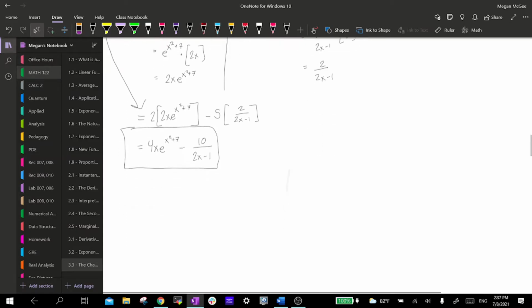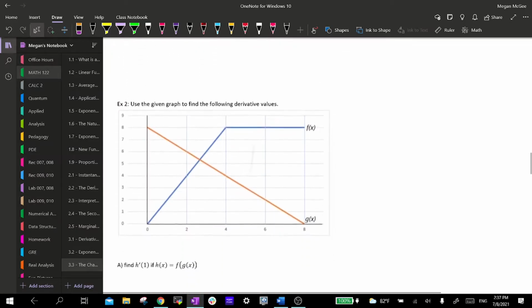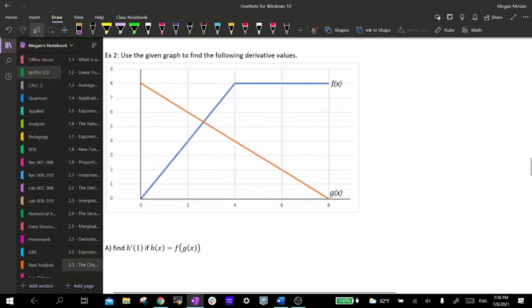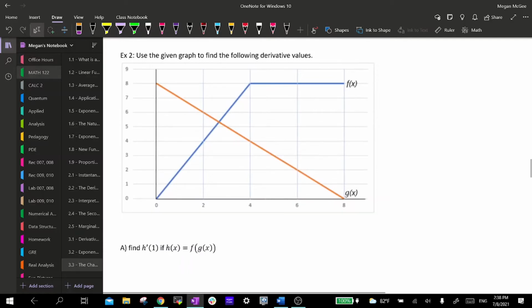All right, so now we're going to move on to example 2, where it asks us to use the given graph to find the following derivative values. All right, so we're asked to find h prime of 1 if h of x is equal to the composition f of g of x. So here we're given graphs of f of x and g of x. All right, and we're asked to find h prime of 1.